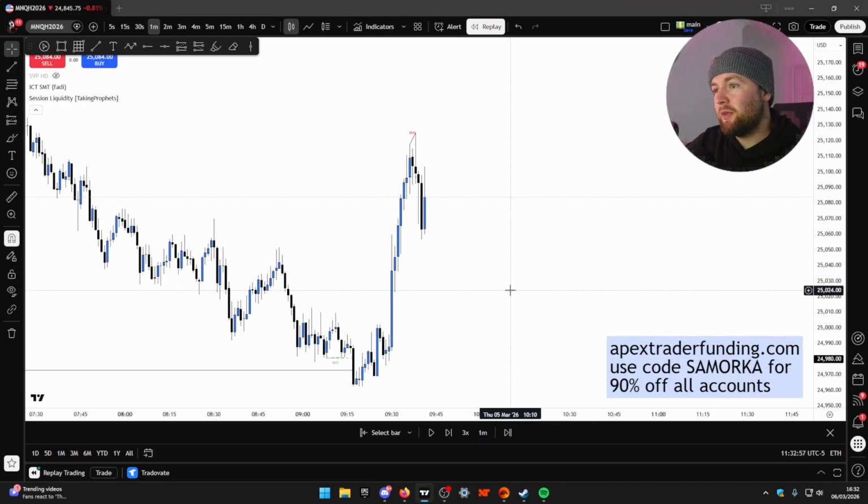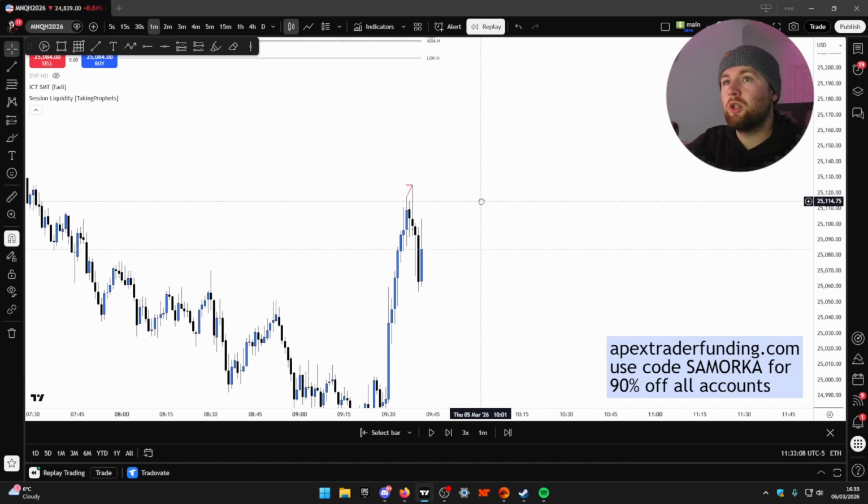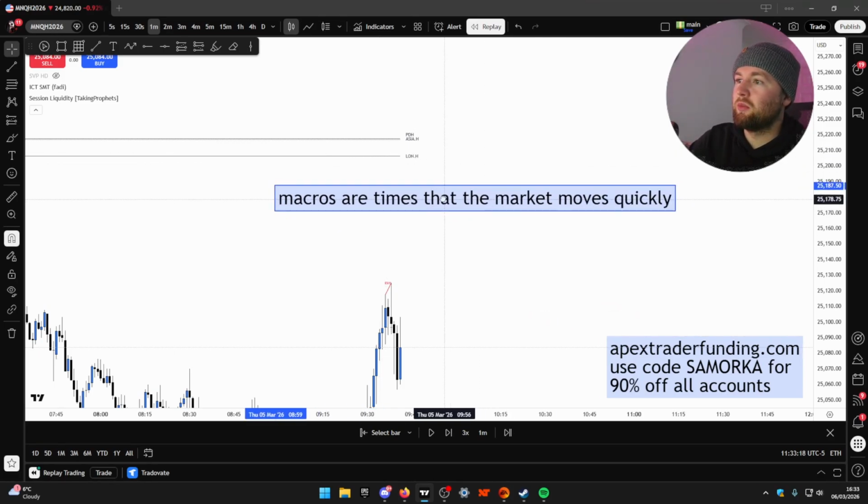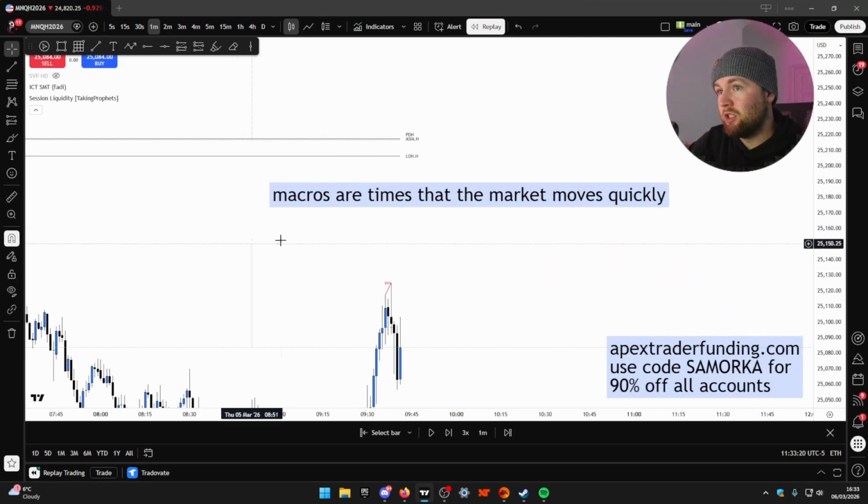Okay. All right, so I'm going to be breaking down a trade that I took on the 5th of March. I traded this one at the 9:40 a.m. macro. If you don't know what a macro is, they are times that the market moves quickly, essentially. So these are the best times to be trading, all right?